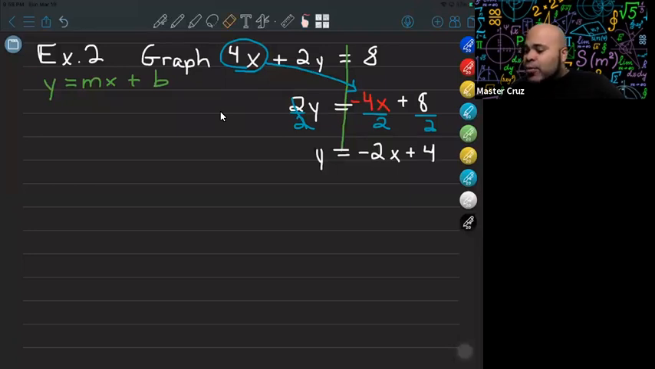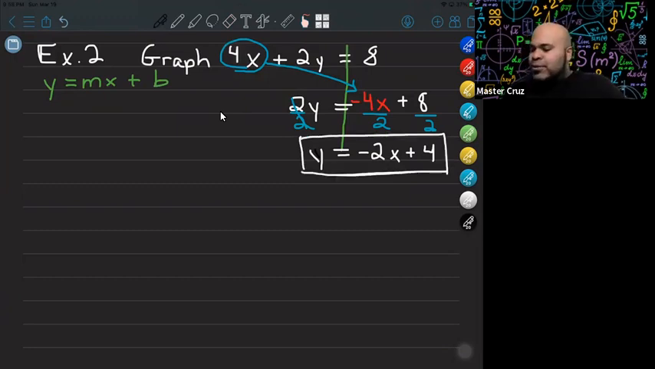So now when I look at this, this looks like y equals mx plus b. So that's perfect, because this is what I'm going to graph. I'm going to graph y equals mx plus b, right? So I can do this two different ways. The first way is to create a table. That's the longer way. And then the second way is using the techniques that I gave you in the top.